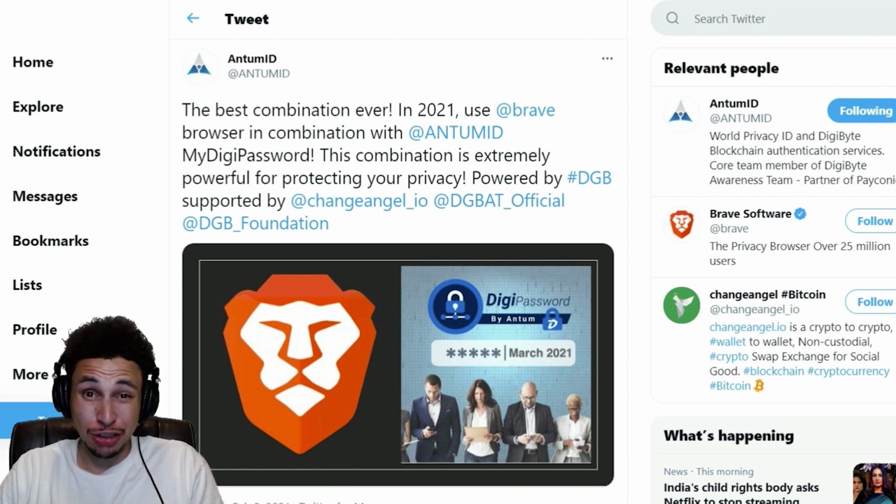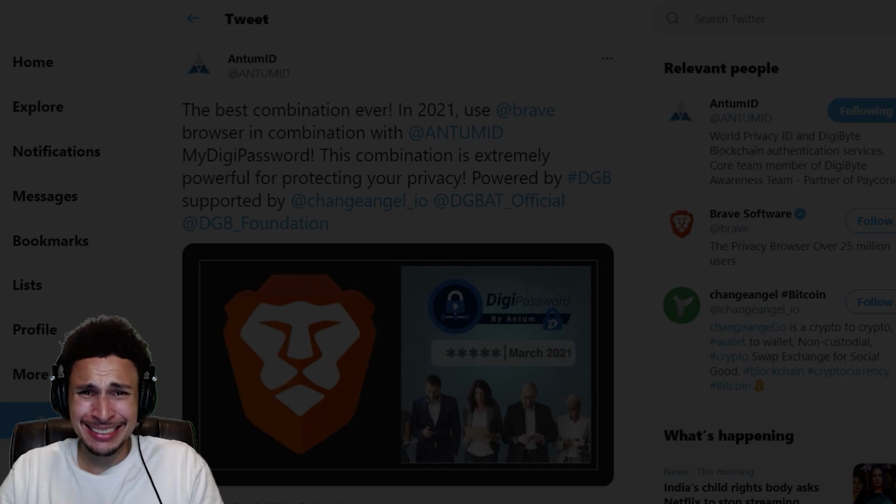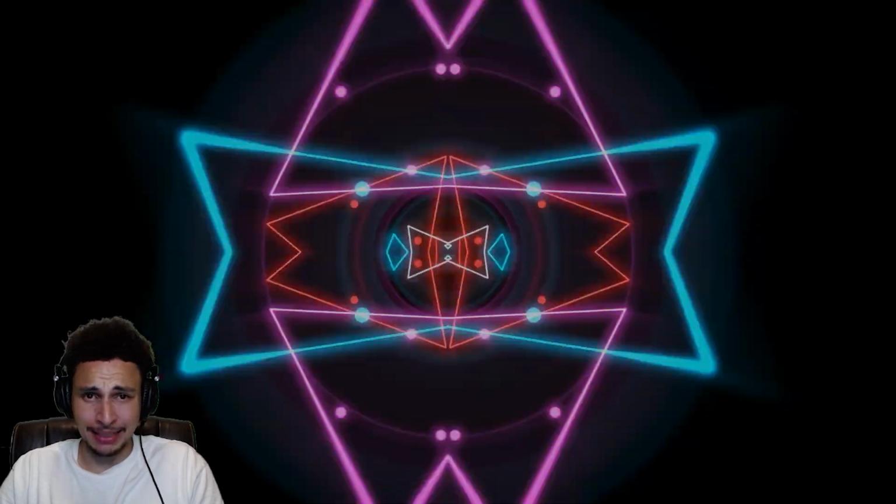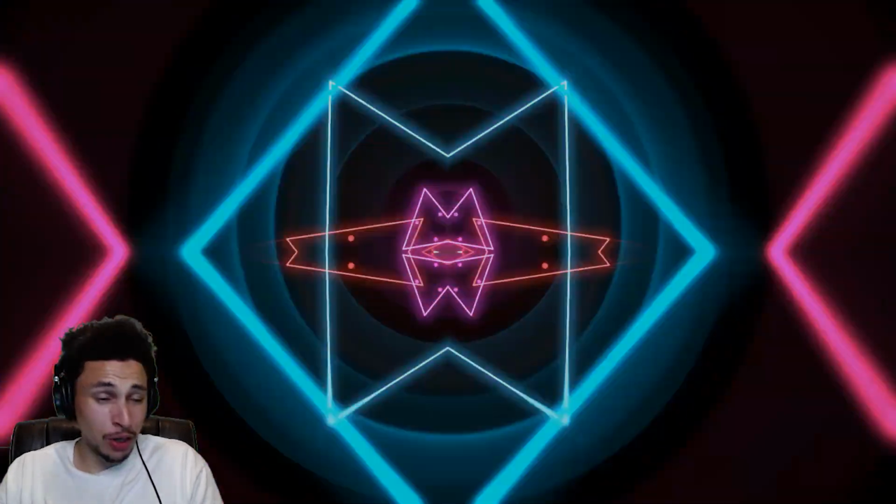AntumID is pretty much a decentralized password manager and two-factor authentication platform that makes it almost impossible to get hacked. Tired of getting hit with keyloggers? Hackers taking all your passwords? Getting all up in your business? Thanks to AntumID and thanks to the Digibyte blockchain, that is a thing of the past. And now we got real integration with real browsers.